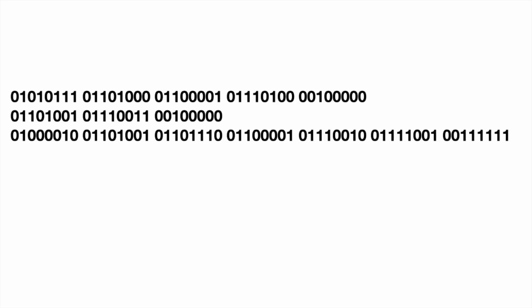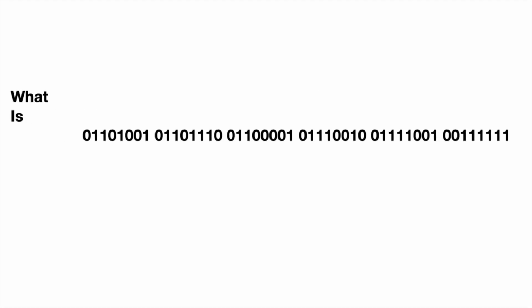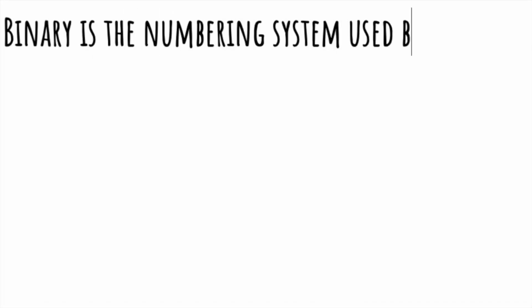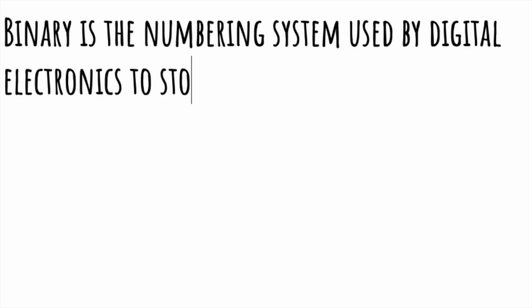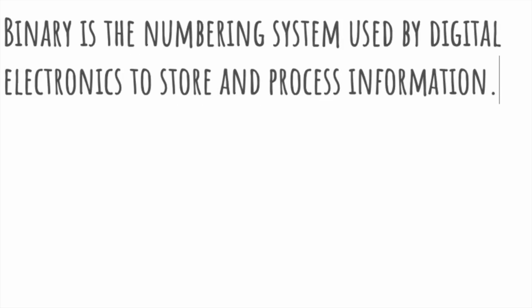Back to digital electronics. They have to send information between each other in order to process data. This is accomplished using binary. Now this brings us to the second part of our video. What is binary? Binary is the numbering system used by digital electronics to store and process information.